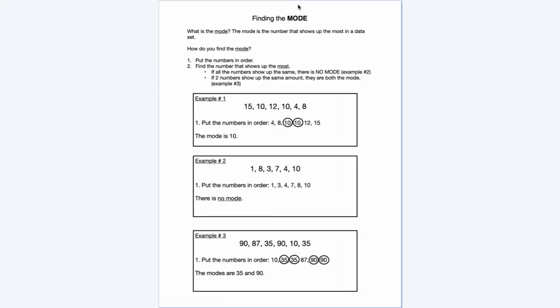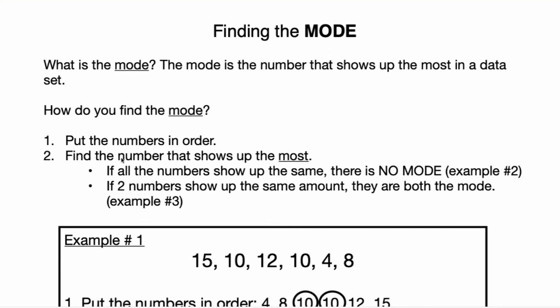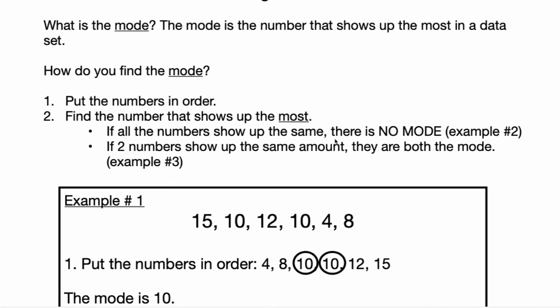Let's go ahead and look at our note sheet. Finding the mode, what is the mode? The mode is the number that shows up the most in a data set. How do you find the mode? First, you put the numbers in order, and second, find the number that shows up the most. If all the numbers show up the same, there's no mode. That'll be example 2. And if 2 numbers show up the same amount, they're both the mode. And that'll be example 3.